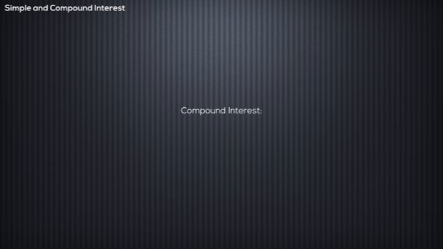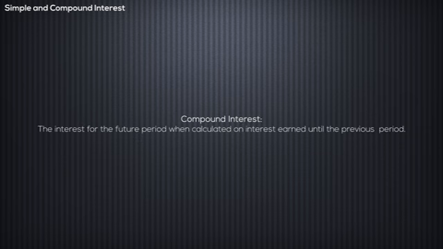Compound interest. The interest for the future period is calculated not only on the principal but also on the interest earned until the previous period. This is known as compound interest.